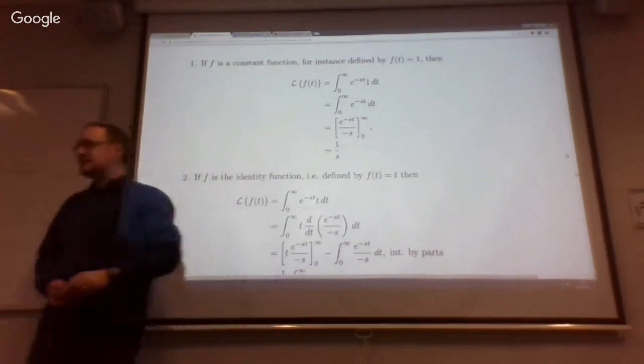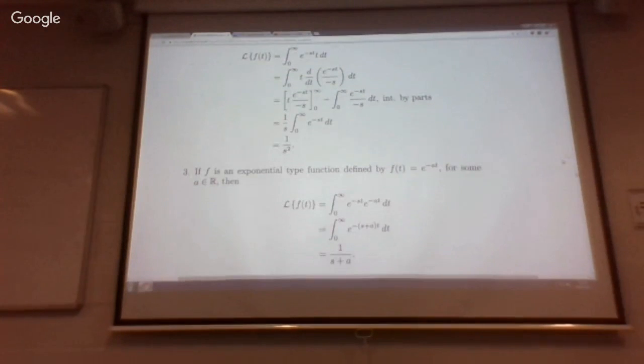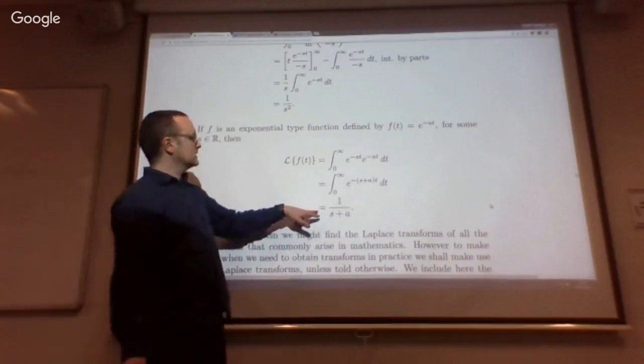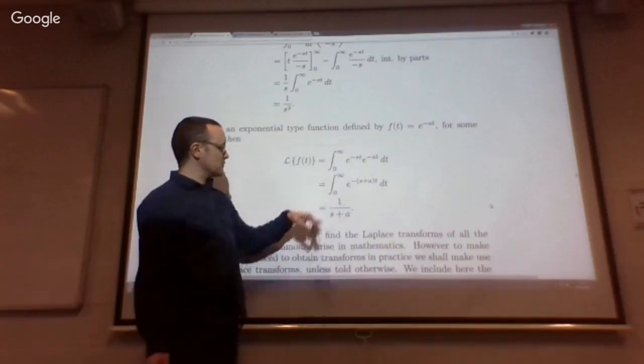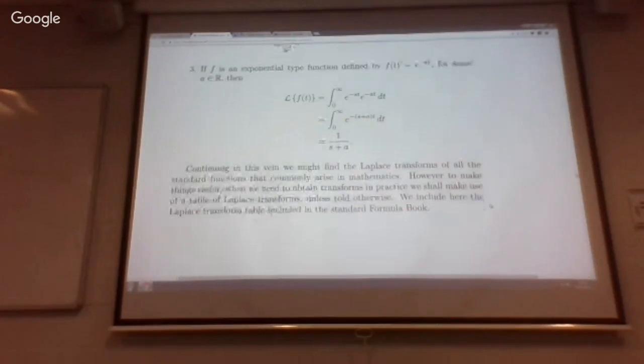We then looked at the function t, f of t equals t. We found that it had a Laplace transform 1 over s squared. We then looked at an exponential, e to the minus at. We did all of these last time, I believe. And the Laplace transform of that was 1 over s plus a. Now we could keep playing that game, so to speak, taking all the standard useful functions that we encounter and working out their Laplace transforms. And indeed, there are some of those exercises in the tutorial exercises.